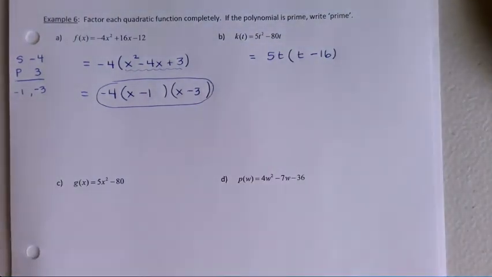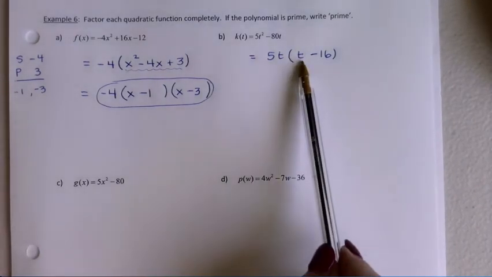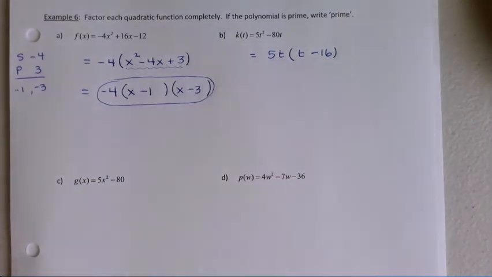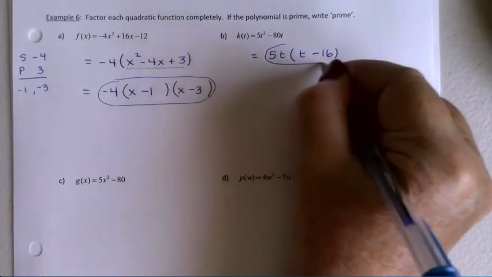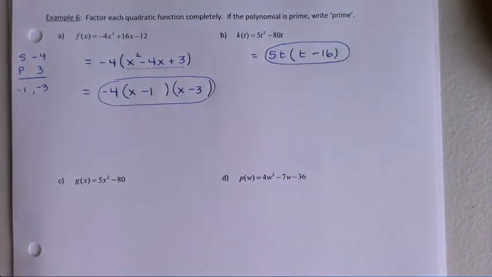All right, can I go any further with that? Actually, I can't. Notice that this t is not squared, so everything now is just t to the firsts. I'm done. You don't have a quadratic anymore. You can't factor any further.